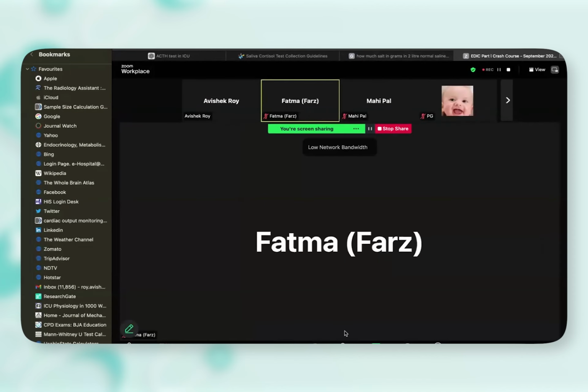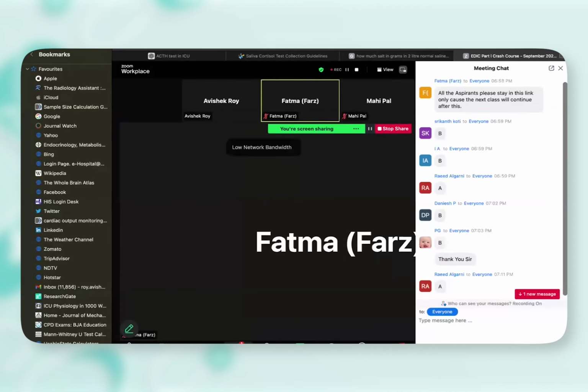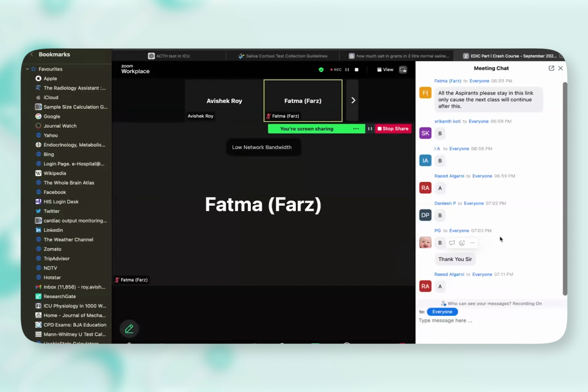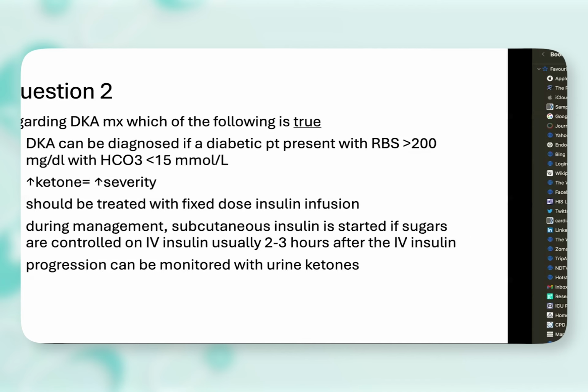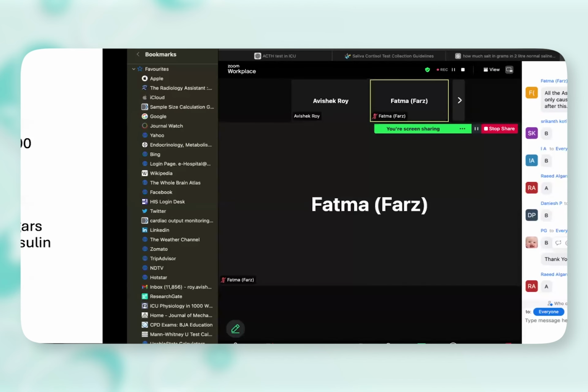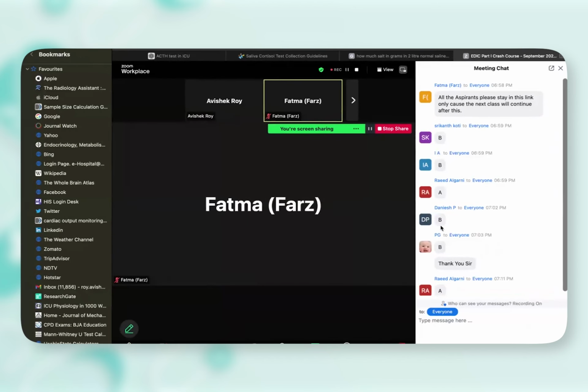So what are the options? I'm expecting true and false options. You can answer which of the following is true. Let's see who is right. As of now, I'm getting a few options. Actually, no, I think one option only.